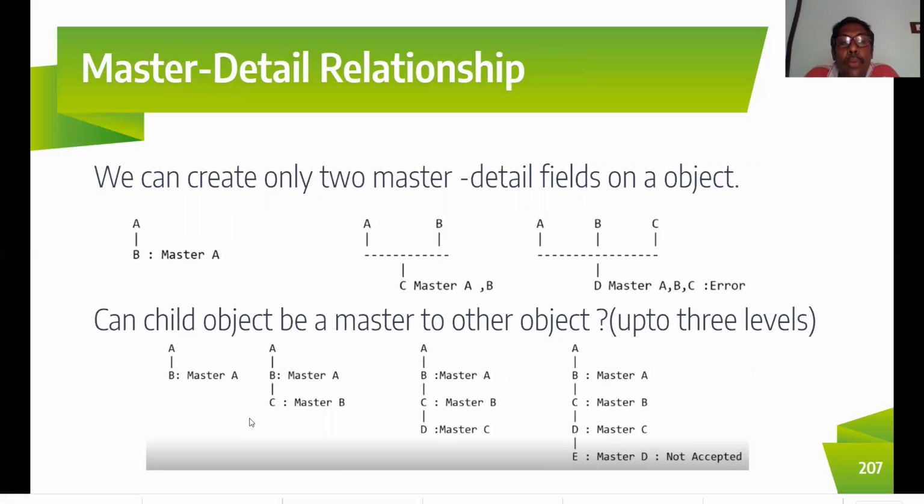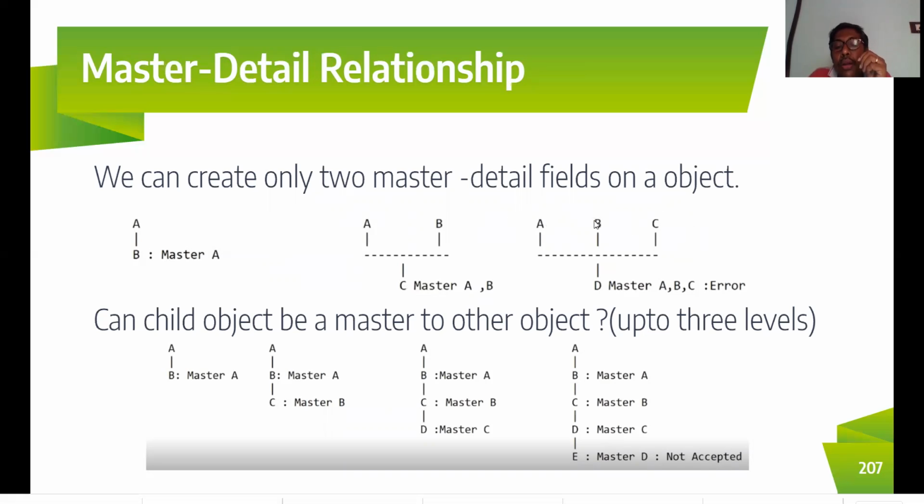Now we'll see how many types of master detail relationships, how many levels, we can create. We can create only two master detail fields on an object. Now A and B are there. Who is going to be the master of B? A is going to be master. Whereas here, A, B, and C are there. For C, who is going to be master? A and B are going to be the masters.